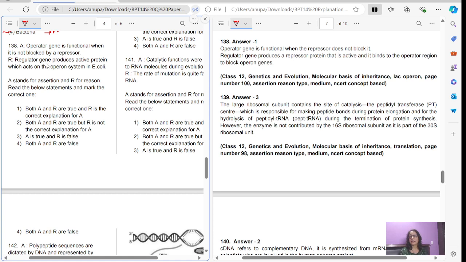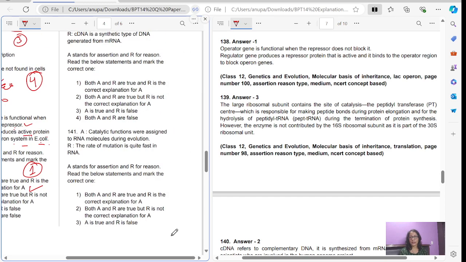So let's read the assertion first. Assertion says that operator gene is functional when it is not blocked by a repressor. So it is correct. Operator gene is generally functional when the repressor does not block it. The next, reason, is the regulator gene produces active protein which acts on the operon system in Escherichia coli. This reason is also correct. The regulator gene actually produces an active protein, known as the repressor protein, which acts on the operon system in Escherichia coli. So the assertion is that the operator gene is functional when it is not blocked by a repressor, and the reason explains it: when the repressor, an active protein, is produced, it acts on the operon system. So both A and R are true, and R is the correct explanation of A. So option number 1 will be our answer.